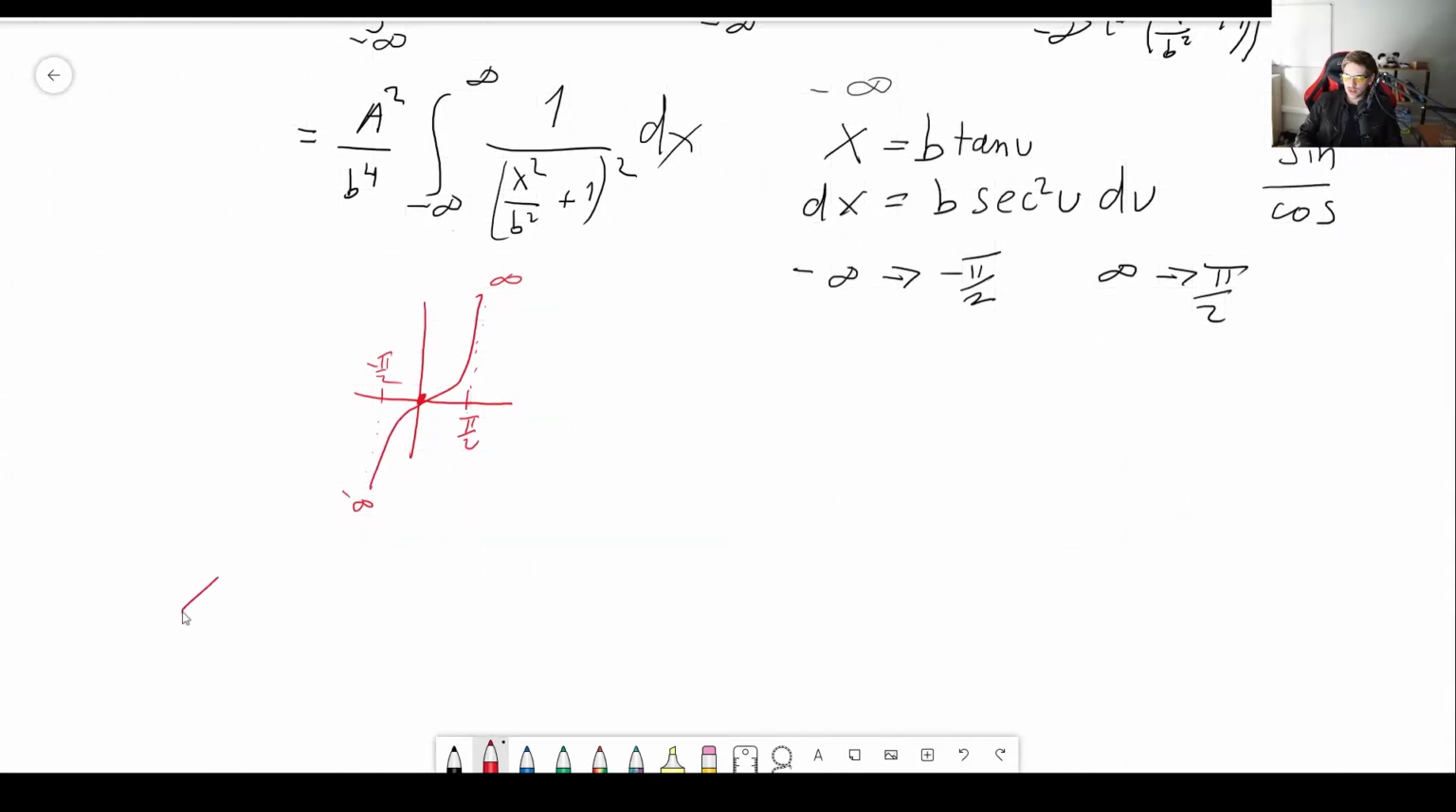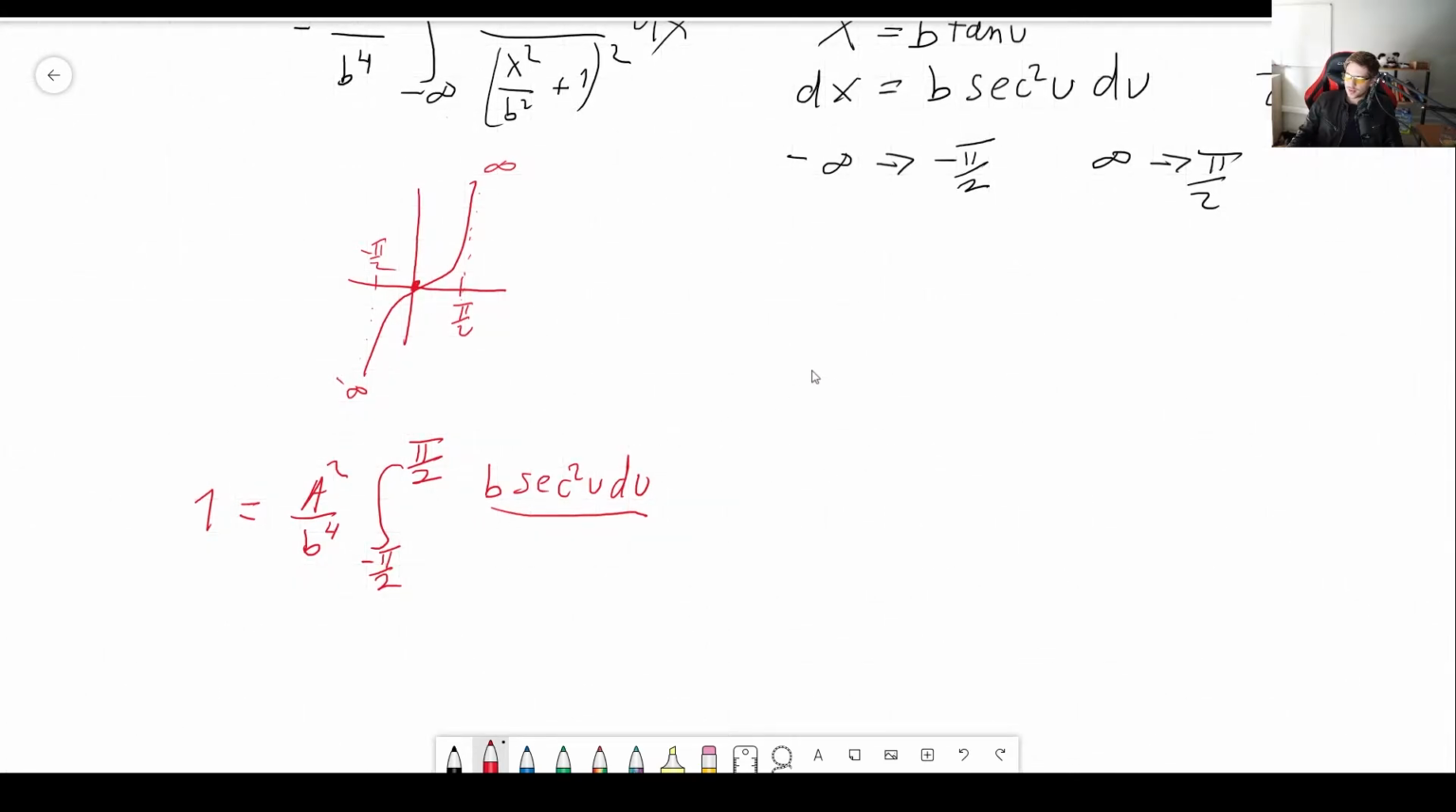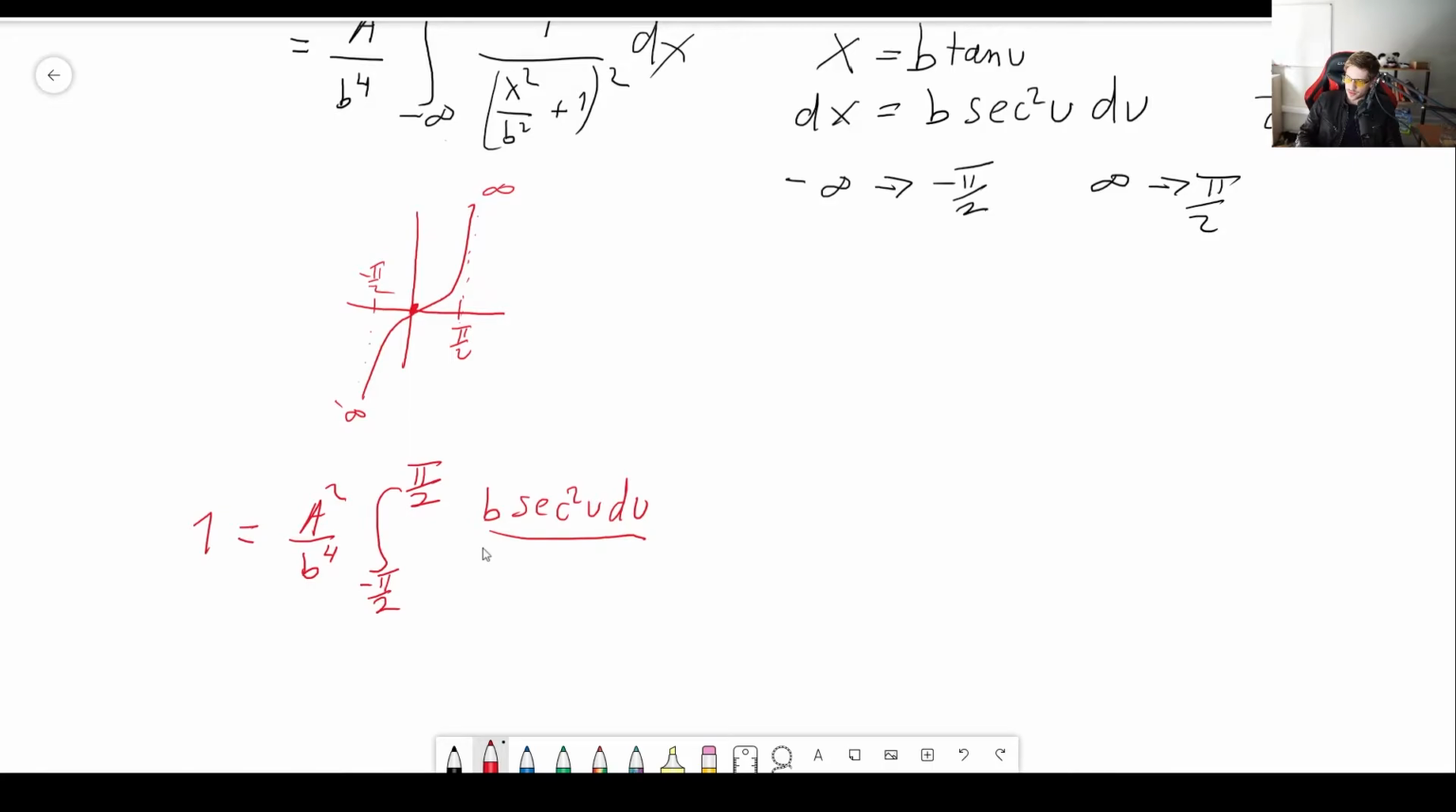So basically, now our new integral, I'm taking my time explaining this because we're going to be using this a lot. So our new integral is going to be as follows. It's going to go from minus pi over 2 to pi over 2. And then dx is b times secant squared of u du. And then we have x squared over b squared, but x is b tangent u, so the b's cancel out, as I mentioned, and we get tangent squared of u plus 1.